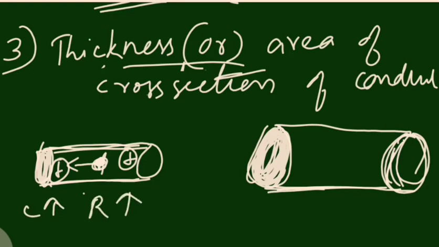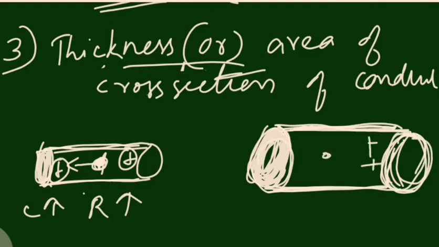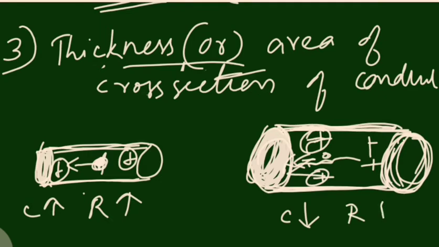Whereas in this case, the area of cross section is very large, so more space is there. So the electrons, even though they travel in the same way, have space, and if more space is there, the chance of collision is less. So the electrons can easily pass through the area without much collision. If collision is less, then the resistance will be less.